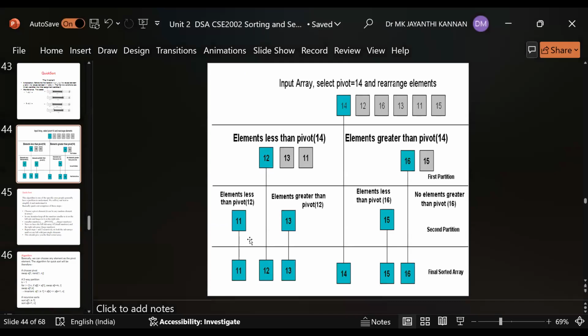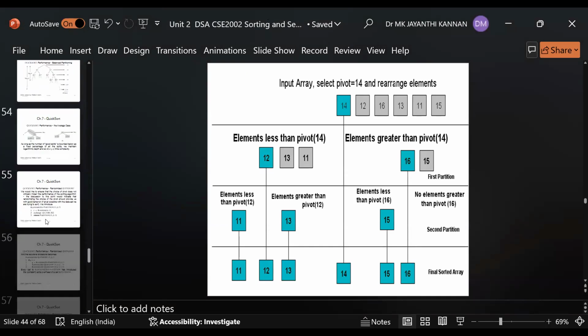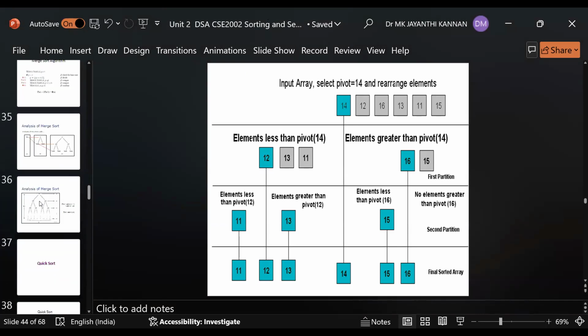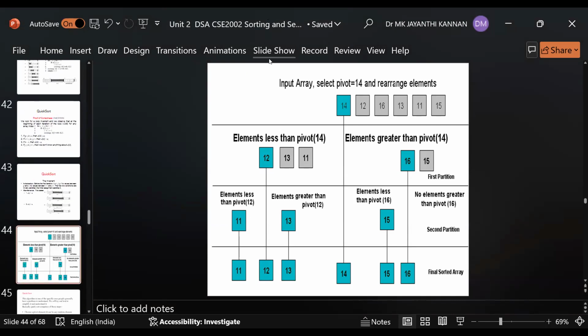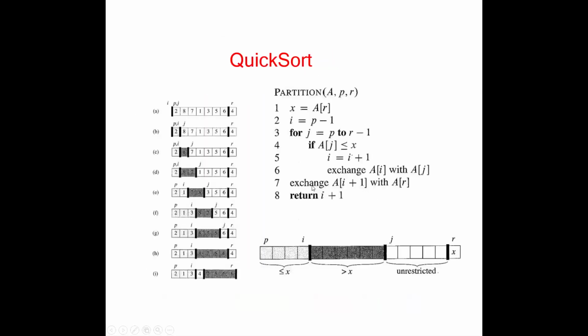So the screen is visible. You got the idea? How you are partitioning and how you are sorting. Any doubt in quicksort? Any doubt in quicksort, the logic and the program?